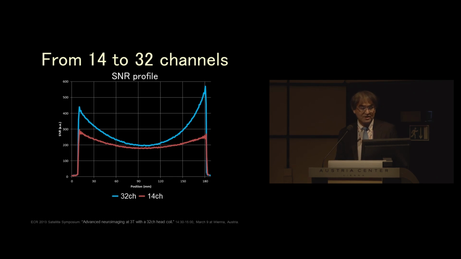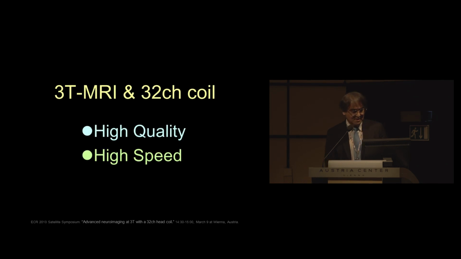So if you go from 14 to 32 channels, you have this kind of SNR profile. If you see, at the very edge it is much higher, probably 1.5 times higher SNR can be obtained. And even at the center, the SNR is a bit higher than the 14-channel coil. And this kind of signal advantage can be used to increase image quality or increase time resolution, I mean speed. So I will touch upon these 2 issues. So first one is high quality.